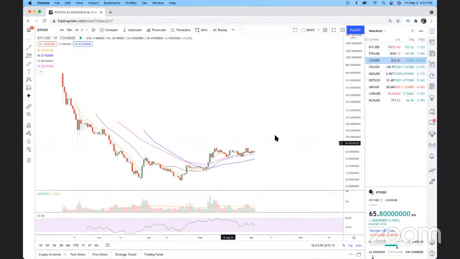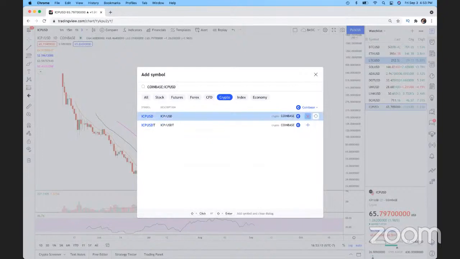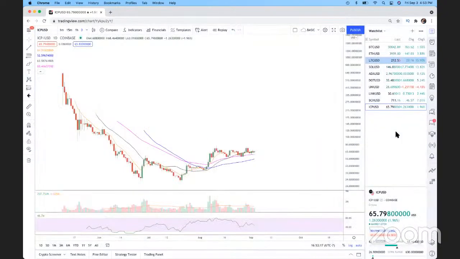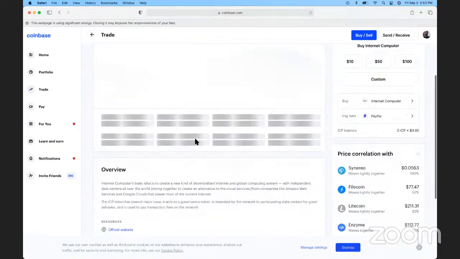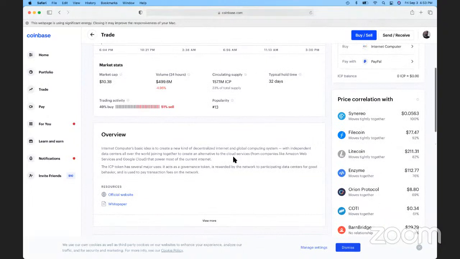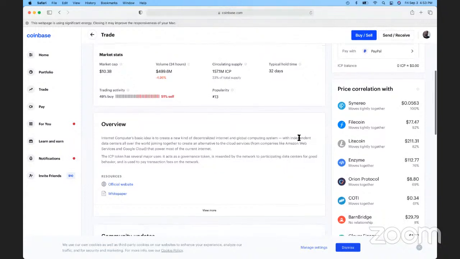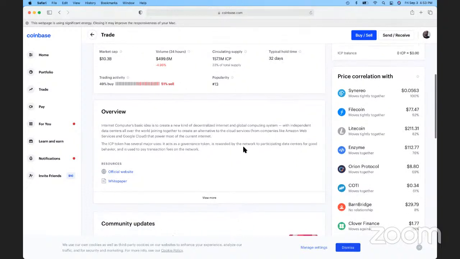I think as value, let's put it in. So let's do ICP USD. I'm not familiar with this one, so I want to go and read about it. This is the beauty of Coinbase. It gives you the description, and let's see what else it gives us. Right now it's a good price, $65. Okay, so Internet Computer: the basic idea is to create a new kind of decentralized internet and global computing system. Well, that's fascinating. With independent data centers all over the globe, the world joins together to create an alternative to the cloud services from companies like Amazon. This is quite a disruptive concept.